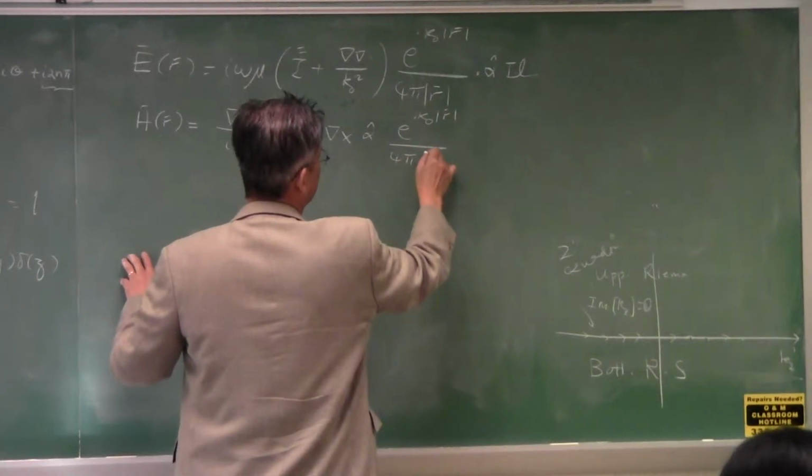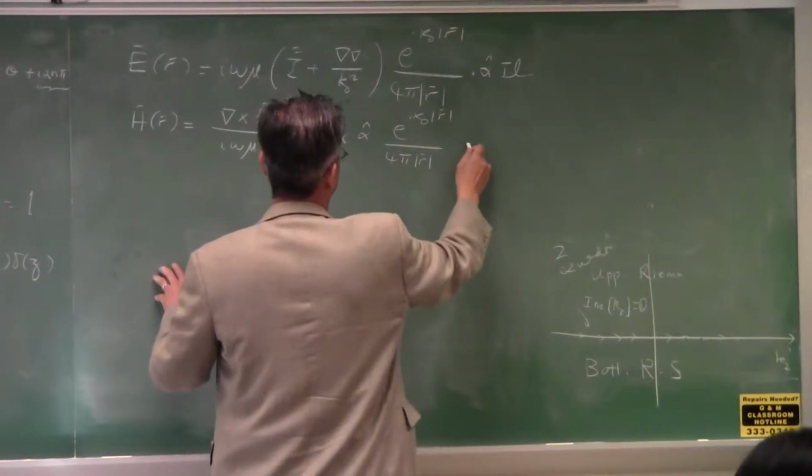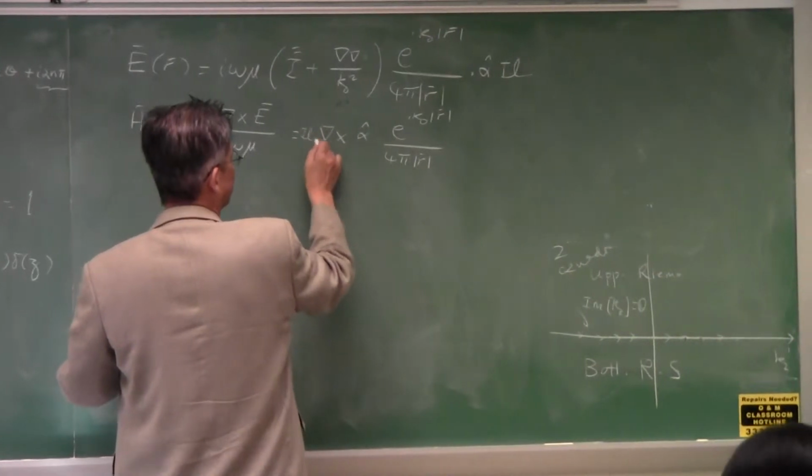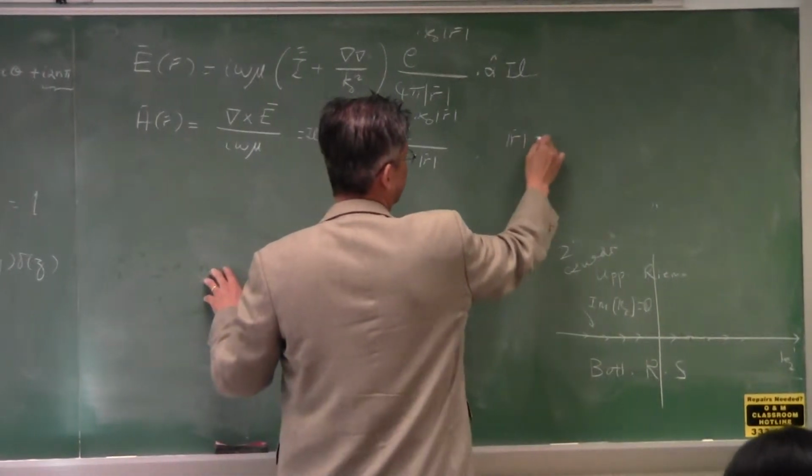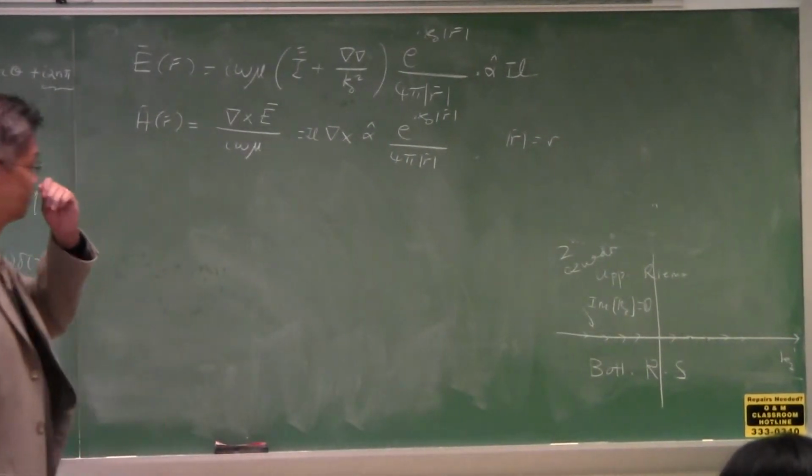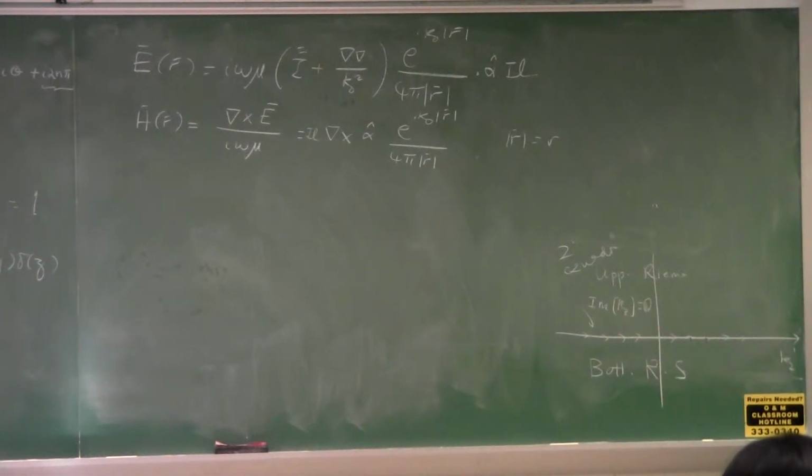4 pi r. Or IL somewhere. Maybe you can put the IL on. And actually you can say R is just equal to R. Okay, you can simplify it. And that should be the expression for the magnetic field.